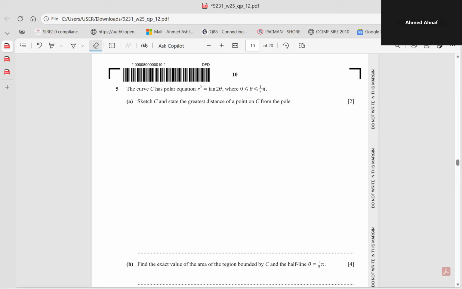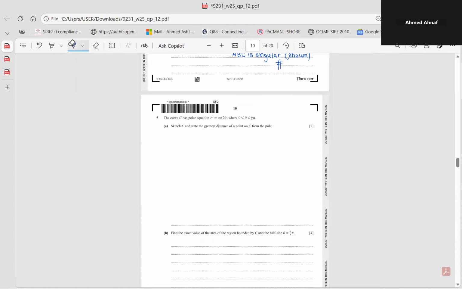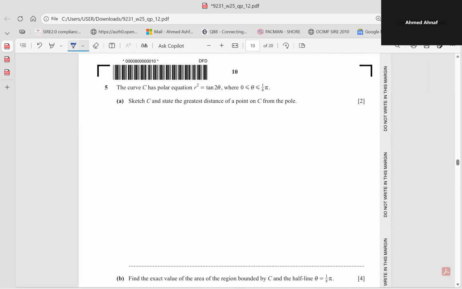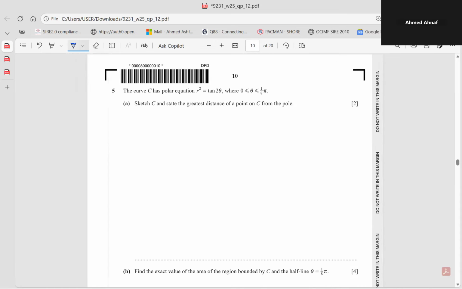Okay, so for this question, we're told that the curve C has this polar equation r squared equals tangent theta, where theta is between 0 and pi over 8 inclusive. So we need to sketch C for the first part and to state the greatest distance of a point on C from the pole. So basically, we need to find the greatest value of r.